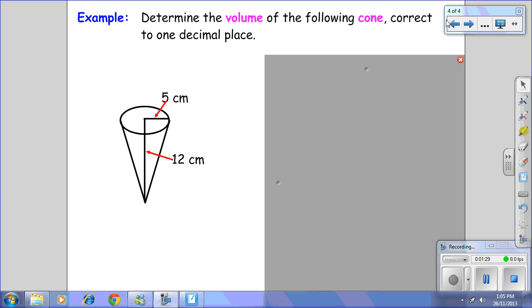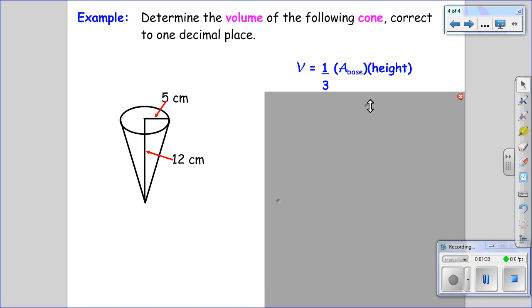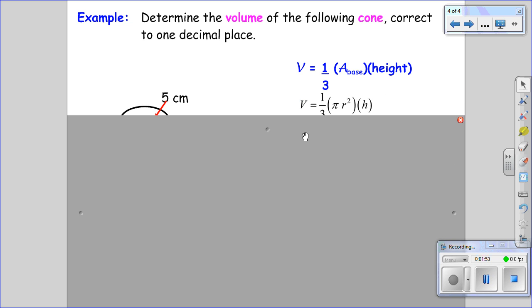If we want to determine the volume of the cone in the diagram, correct to 1 decimal place, we need to first identify the shape. It is a cone, so the formula for volume is 1/3 the area of the base multiplied by the height. In order to determine the area of the base, we have to identify the shape. The base is in the shape of a circle, so the formula for its area is pi multiplied by the radius squared.